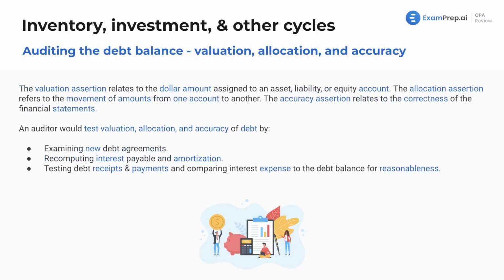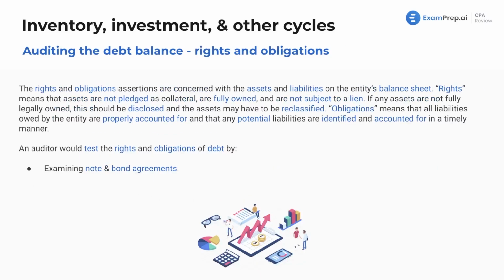For valuation, allocation, and accuracy, we want to examine any new debt agreements, making sure that everything's properly stated, do a nice little recalculation, recomputing interest payable and amortization, and also testing debt receipts and payments, and comparing interest expense to the debt balance for reasonableness. All great possible tests. We're flying through these here. Pretty much one procedure for each instance.